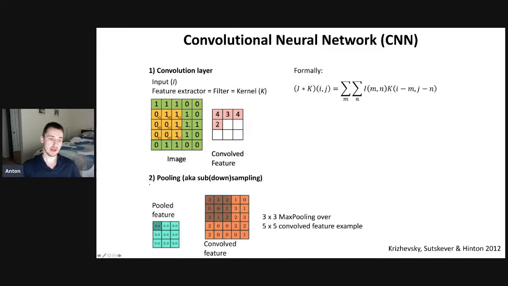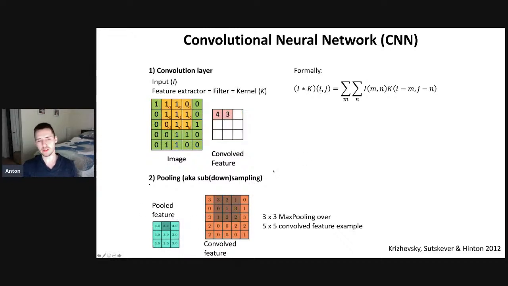The second layer we can add is called the pooling layer. Once we have this convolved feature, we can apply a pooling layer. We define some matrix, for example a 3 by 3 pooling layer, and we have, for example, max pooling. When it strides through the convolved feature, it just picks the largest number and plugs it into our pooled feature, like so.